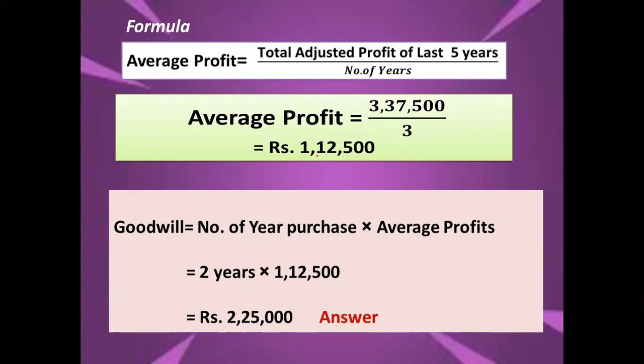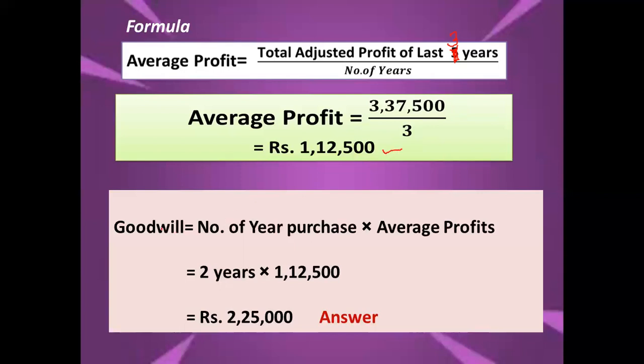Then for the average profit, first we will write the formula: total adjusted profit of the last 3 years. Here is a correction: that is 3 years, because in the previous question it was 5, so by mistake it was written 5. It is the average profit of the last 3 years, not 5 years. And the number of years is 3. So we have already calculated the total adjusted profit, divided by 3, and the average profit comes to 1,12,500.